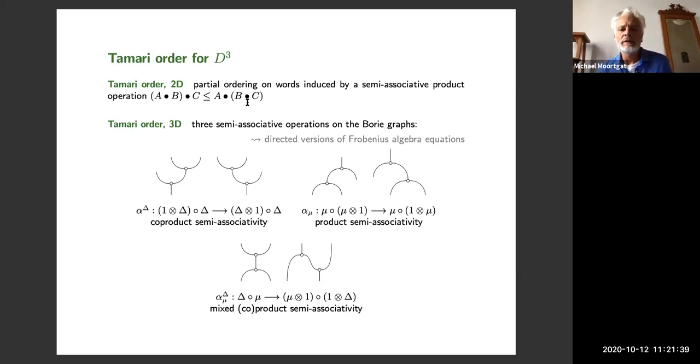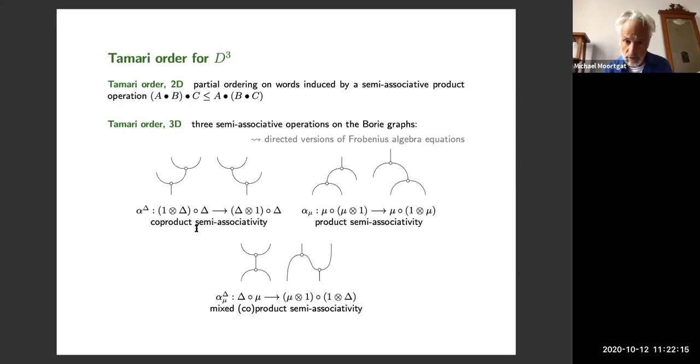And now my claim is that for the three-letter alphabets, so for our three-dimensional Dyck languages, we can extend the Tamari order considering not semi-associative, but three semi-associative operations. One will be the product semi-associativity. Remember that these programs are built in terms of product and co-product nodes that are clicked together. So there's the product semi-associativity on the one hand, and then by duality, there's going to be a co-product semi-associativity.